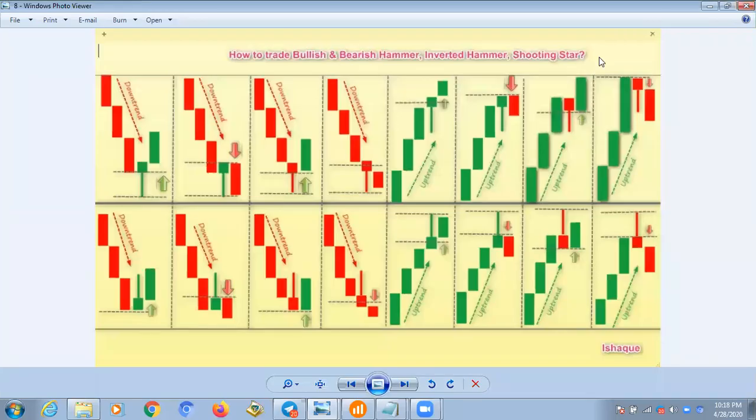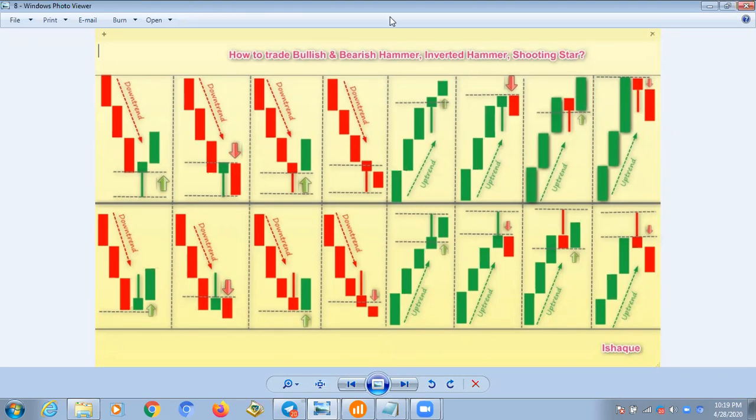So we will talk about these candles, the inverted hammer and the shooting star. When they appear, how we identify the entry point, and how we take the entry from the candle for the put option or the call option. So in this, the inverted hammer, the bearish hammer and the shooting star, how we can use them in the market, how we can trade.